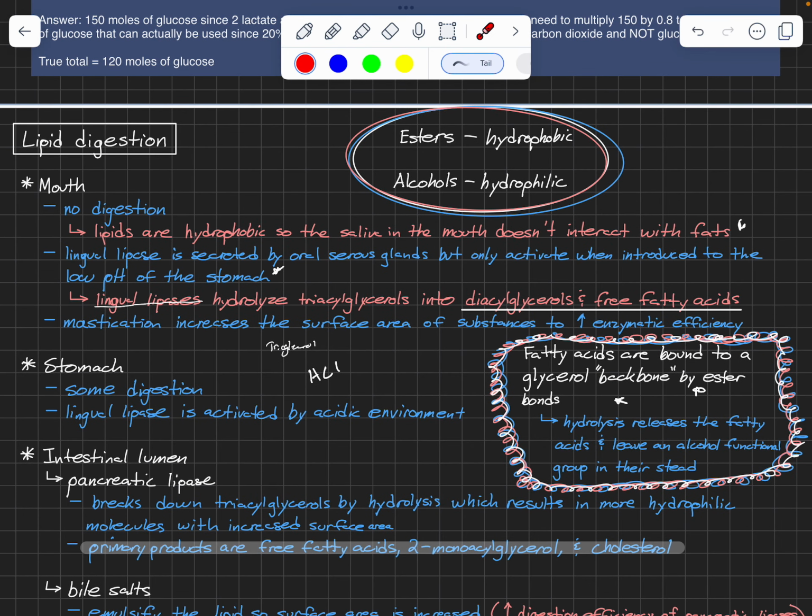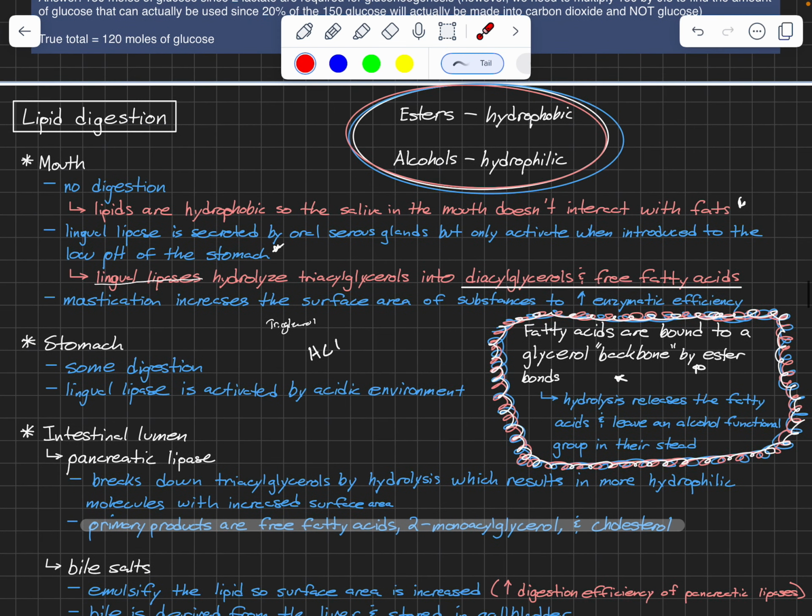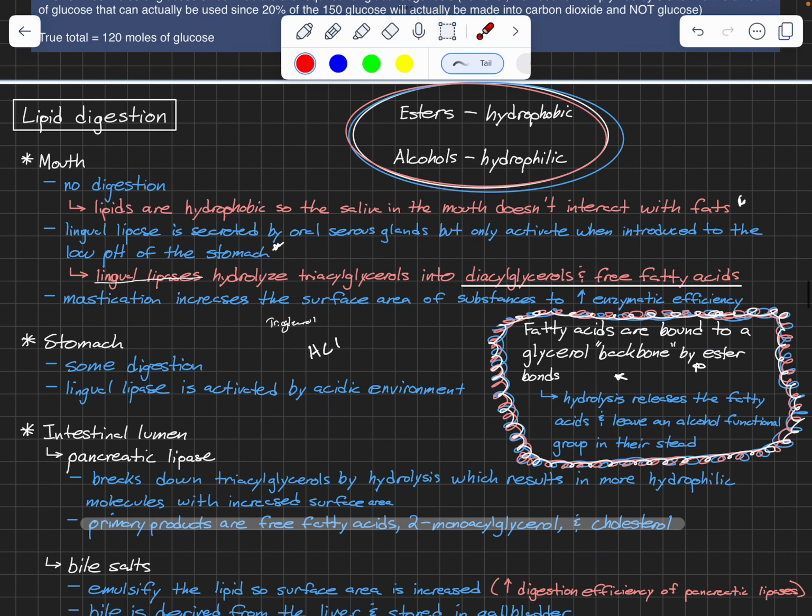In the mouth, we eat lipids. We ingest lipids, and in the mouth, no true digestion is happening. So don't get tripped up with that. We are not truly digesting anything in the mouth. However, we are secreting enzymes to attach to our food so they can be activated later on in the system.